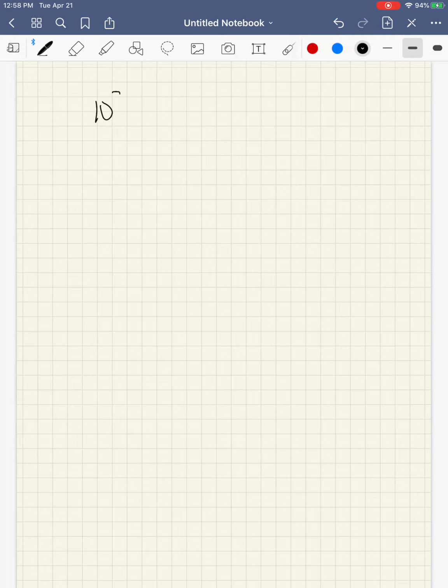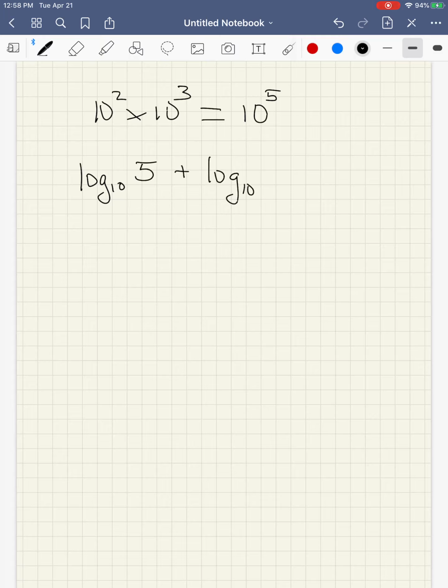If I have 10 to the 2 times 10 to the 3, they have the same bases. So we would add the exponents because these are being multiplied. So that's the same as 10 to the 5th. So if I have the log base 10 of 5 plus the log base 10 of 7, it's the same thing. These arguments are being added, which means, remember, these are exponents. If the exponents were being added, it means that the numbers were being multiplied. So this is the same thing as saying log base 10 of 5 times 7.